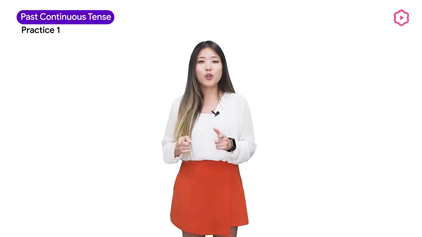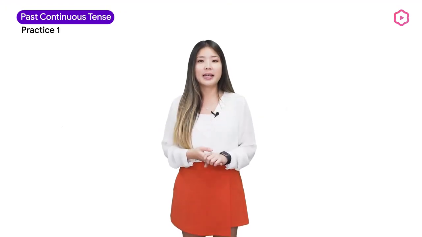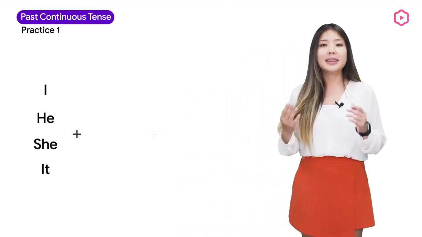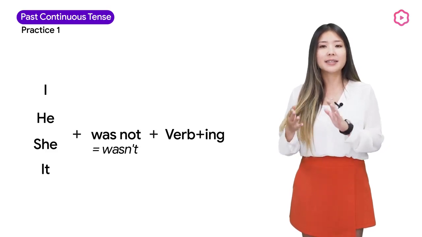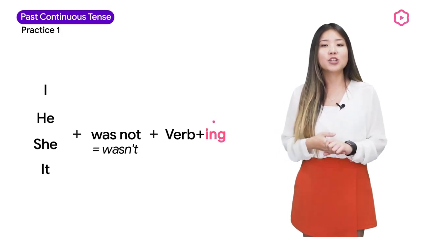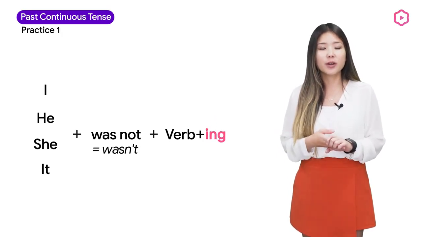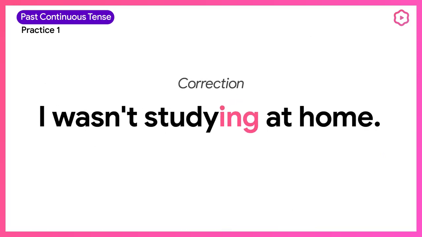Now, let's move on to a practice activity. I want you to find the mistakes in these two sentences. Let's look at number 1. I wasn't study at home. This is the negative form of the past continuous tense. I wasn't study at home. Remember, you must add ing to the end of the verb. Therefore, the correct answer is I wasn't studying at home.